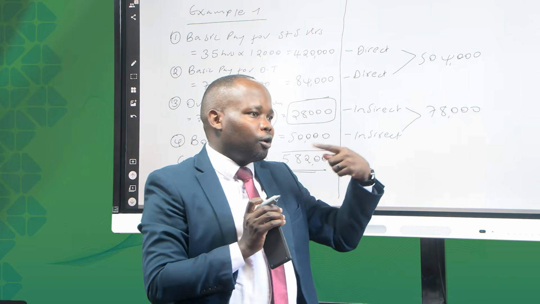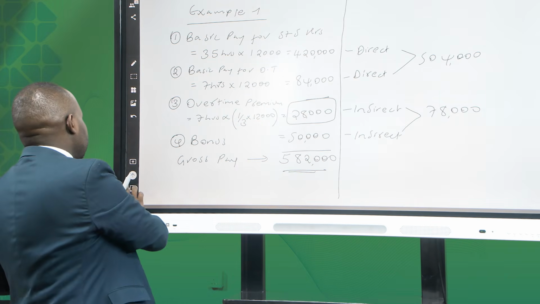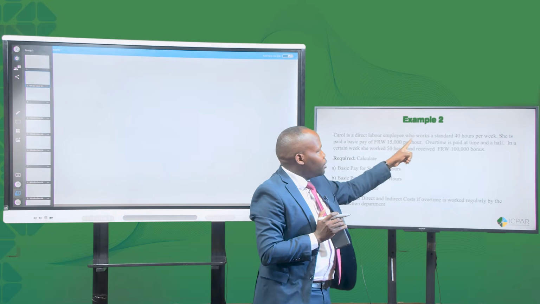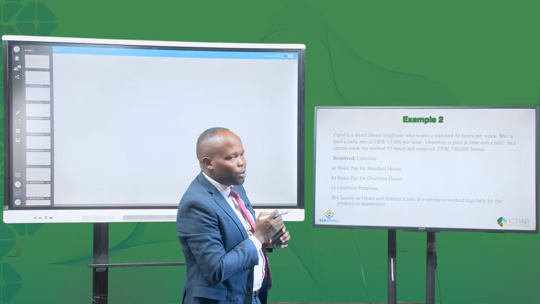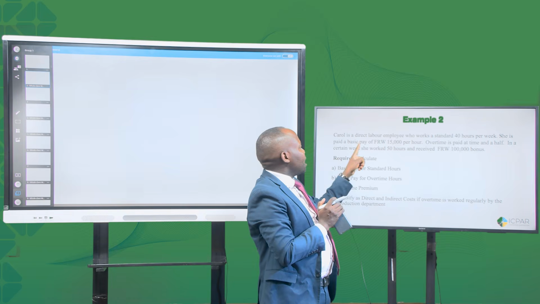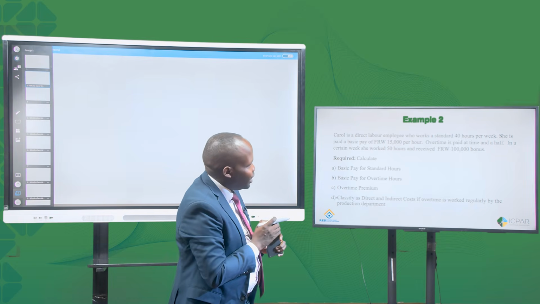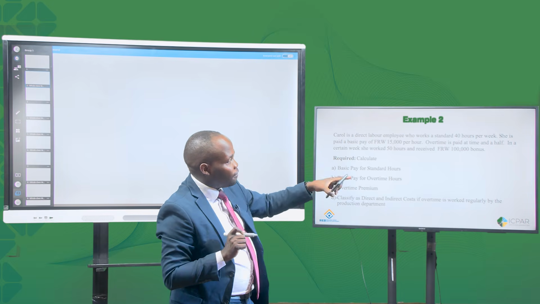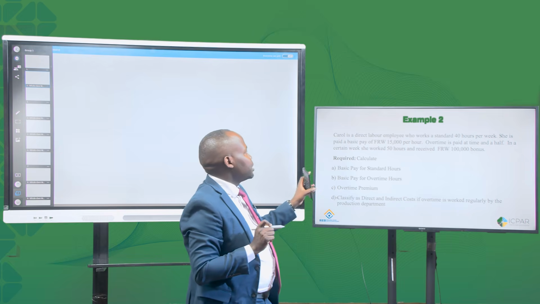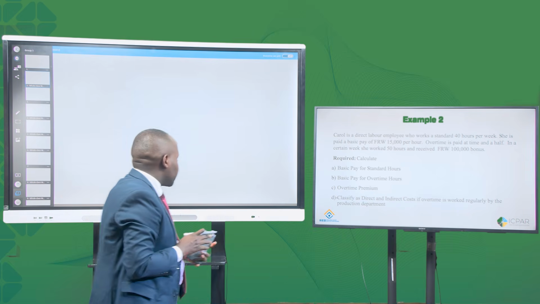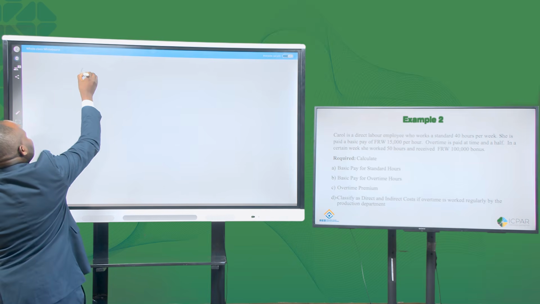Maybe the last example. Now we have a new example: Carol is a direct labor employee who works 40 hours per week. Now we are changing from 35 to 40. She is paid a basic rate of 15,000 per hour, and overtime is paid now at time and a half. The previous example was time and a third. In a certain week, she worked 50 hours and received a bonus of 100,000.